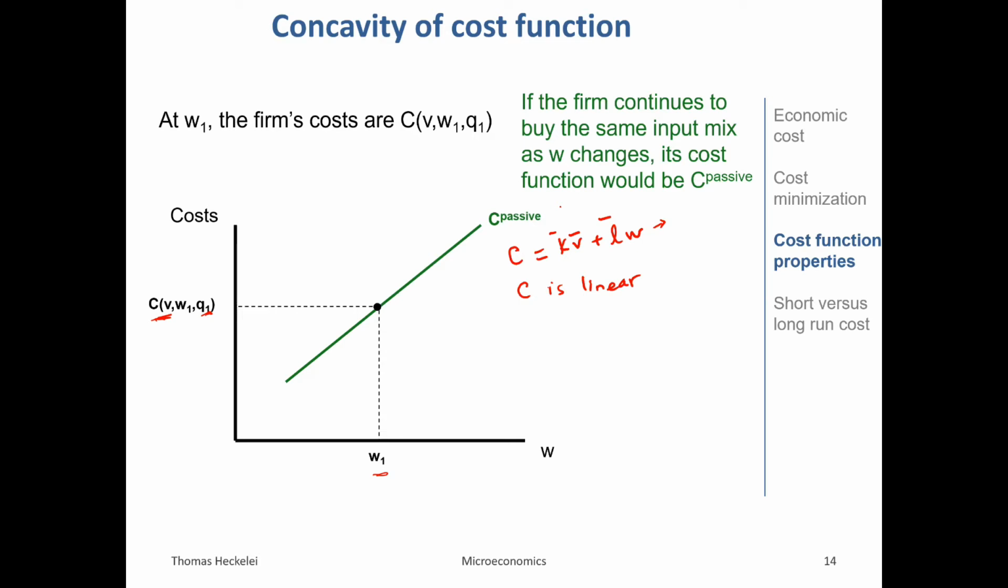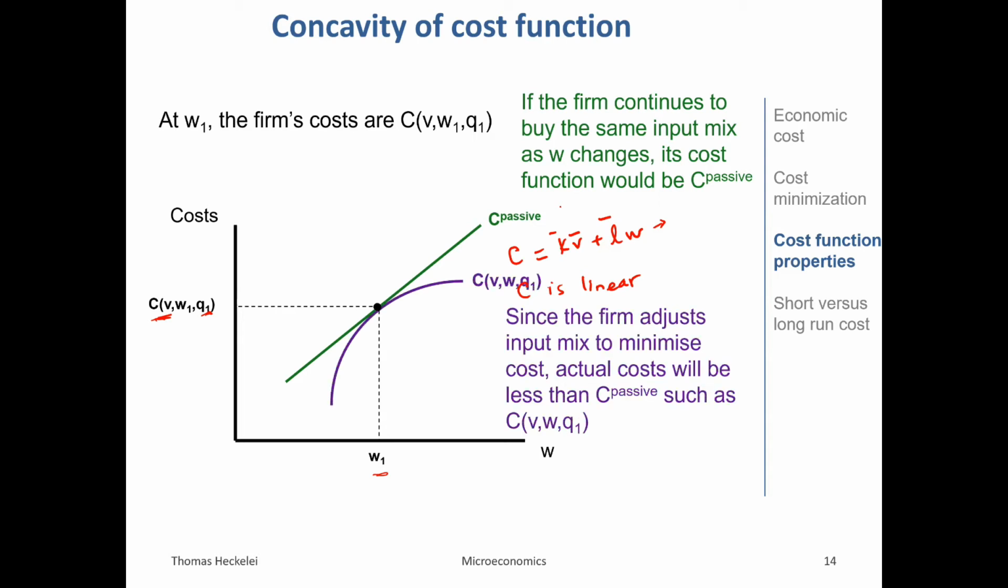However, remember, our starting point with cost minimization is where we wanted to find an input combination in order to help us minimize the cost of producing a certain quantity, right? So it should not be the case that we don't adjust our input mix.